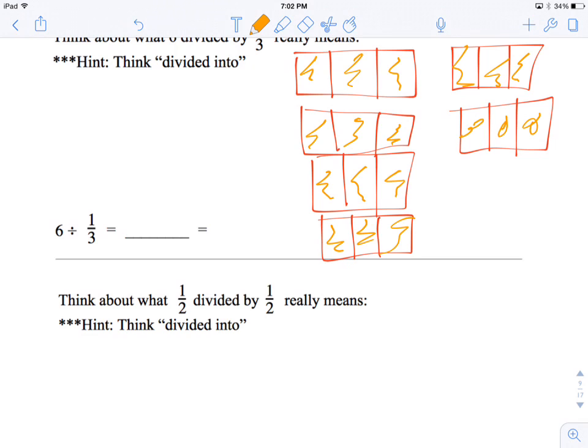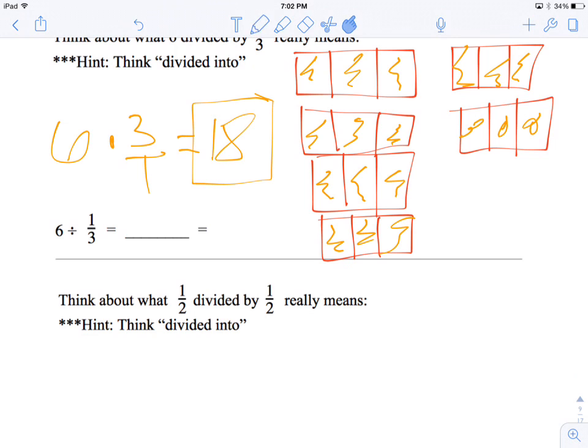Much easier way to do this though, when we're dividing, we're going to multiply by the reciprocal. I'll show you what that looks like at the bottom in the notes. So it's actually 6 times 3 over 1. I flipped it. So what this means is we actually have 18.